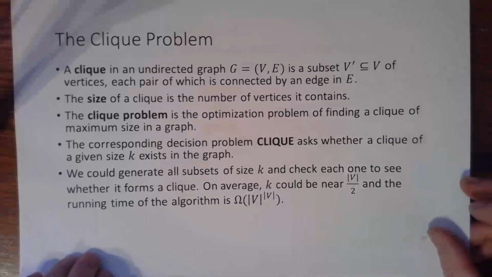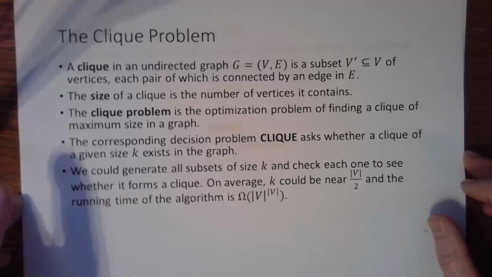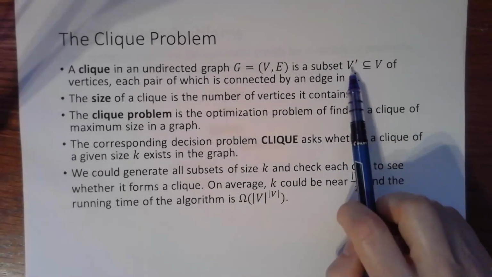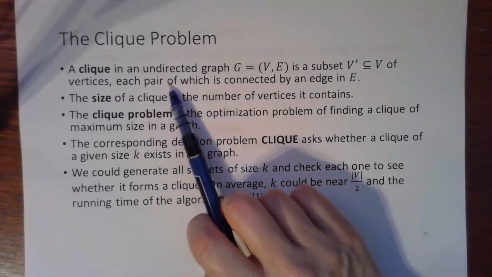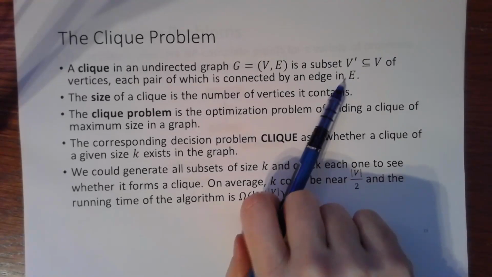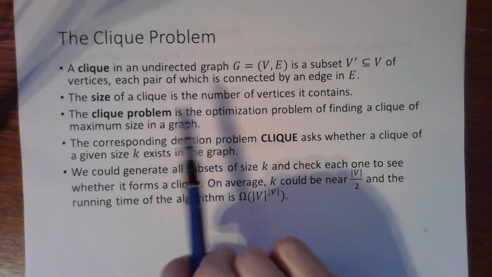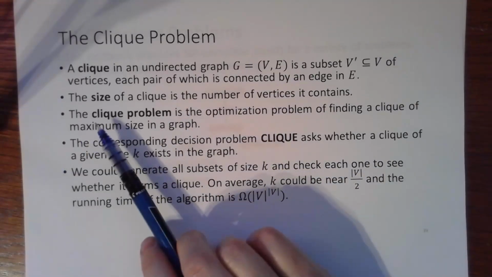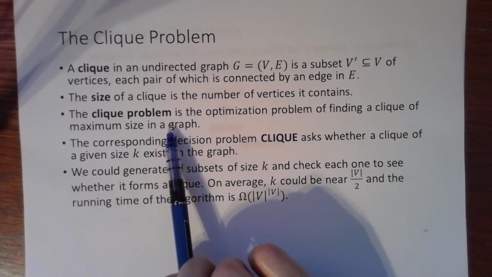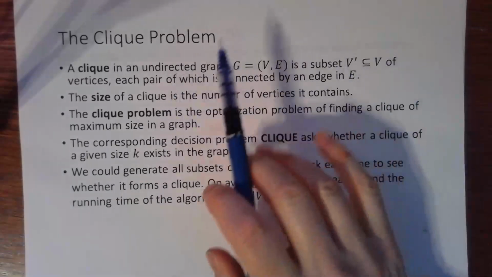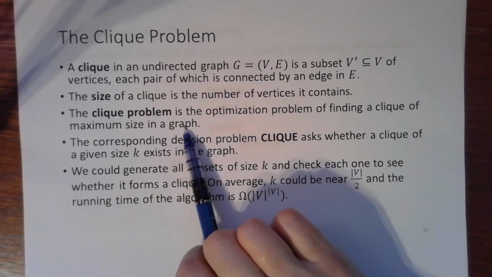We're going to look at the clique problem. A clique in an undirected graph is a subset of the vertices so that every pair of the vertices in that set are connected by an edge in the graph. The size of a clique is the number of vertices that it contains. The clique problem in general is an optimization problem. Usually we think of finding a clique that's the largest size in a graph. That would be an optimization problem that is important to find in many contexts.